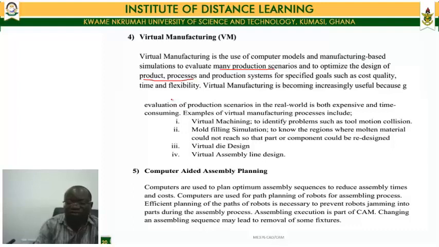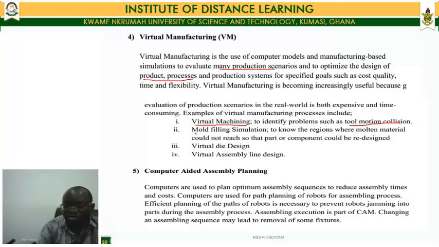Okay, virtual manufacturing is becoming very useful because the evaluation of production scenarios in the real world is becoming very expensive and time consuming. So if you are able to do it virtually, you save time and you save some money. For instance, you can do virtual machining. That is just virtual material removal. Now this virtual machining can help you identify problems such as tool-motion collision so that you can correct the program.